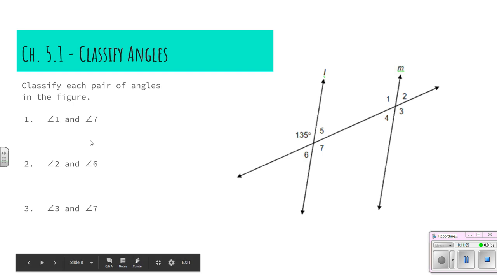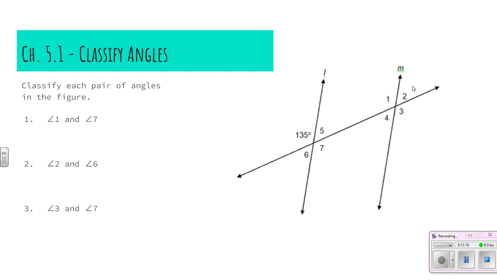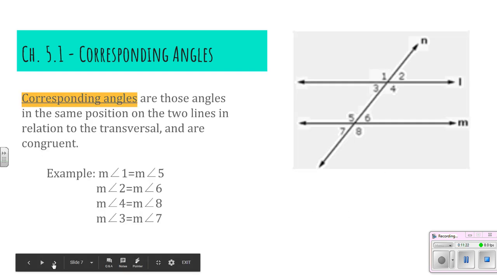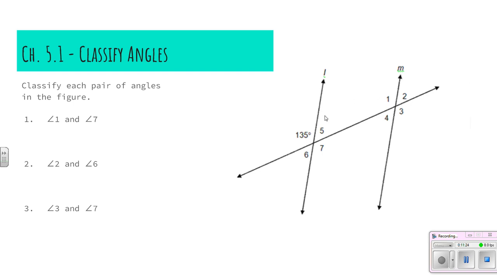So we're going to classify. Now I want to point out that these 2 lines, our parallel lines, are now going up and down. So instead of going right to left, they're going up and down. So our interior angles are now inside here. They're sandwiched in between this direction. So 1, 4, 5, and 7 are now our interior. 2, 3, 6, and this one that's 135 is now our exterior angles.